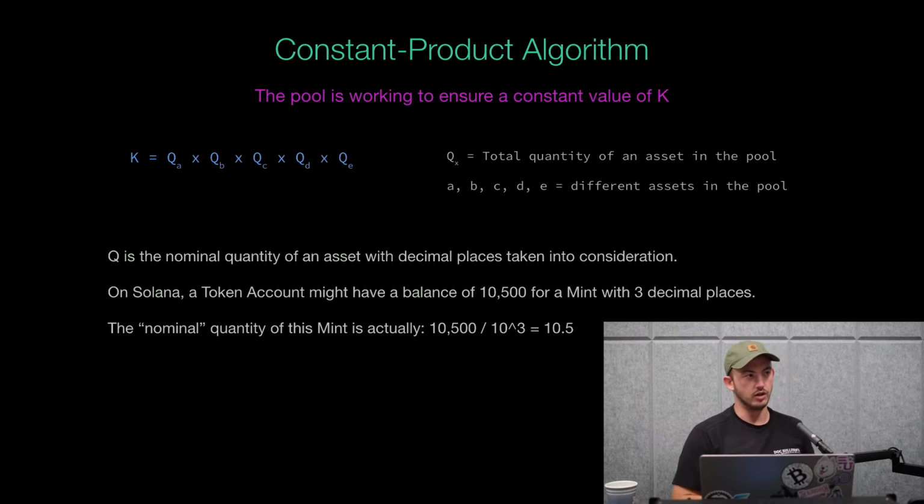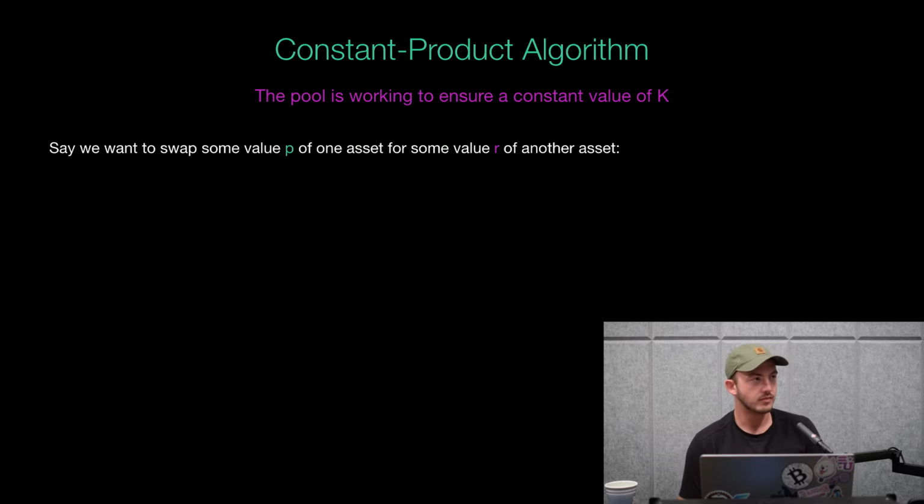So here's just a little bit of information. Q is a nominal quantity, right? So we have to factor in, at least on Solana, the decimal places of these assets, right? And that's going to be something to consider when you're coding this. And you can see the example here. I've just said a token account might have a balance of 10,500 for a mint with 3 decimal places. So the nominal quantity is 10.5, right? And this will make more sense when you see the algorithm in code. But anyway, let's run through our example, right?